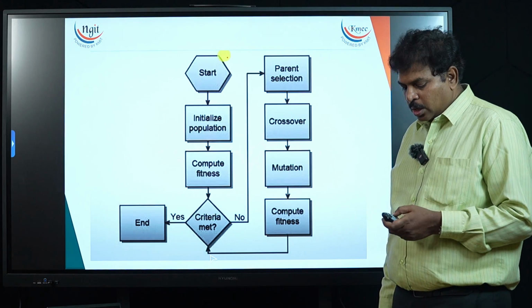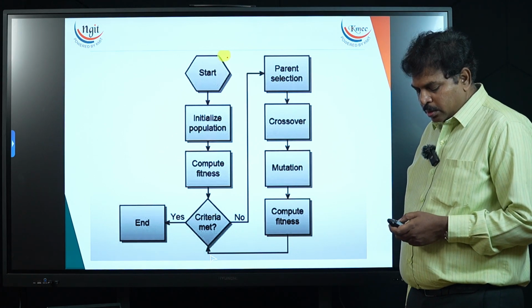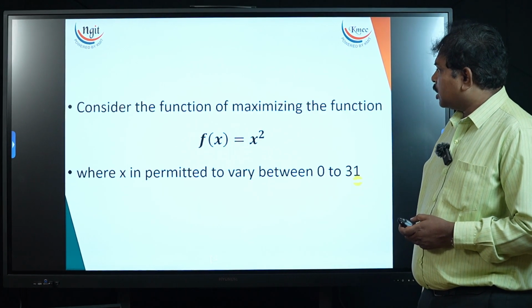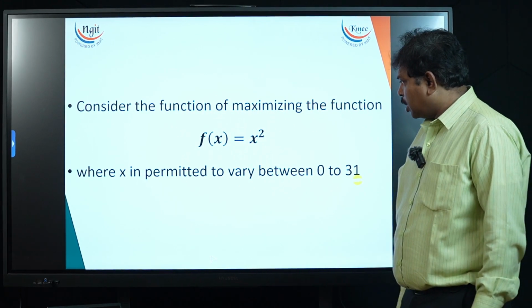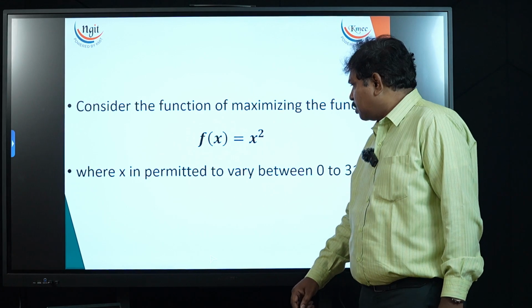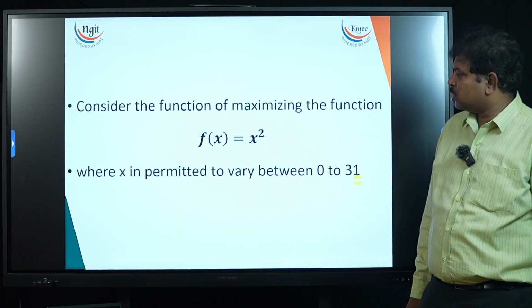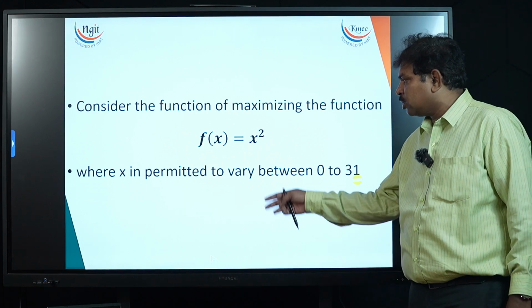The same analogy we now apply in optimizing AI problems. How do we do it? Let us discuss with a small problem. Let us have one function f of x equal to x square. Here my problem is to optimize this function. I have to maximize the function. Maximizing means for a given input I have to find out what is the largest value this function can give as an output.